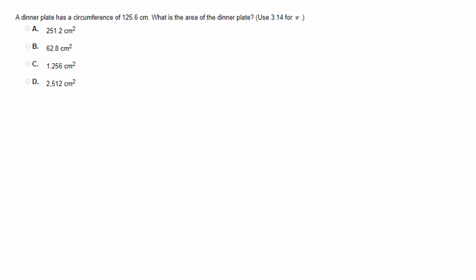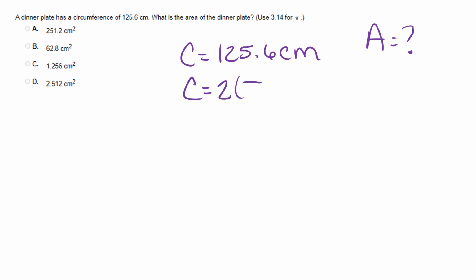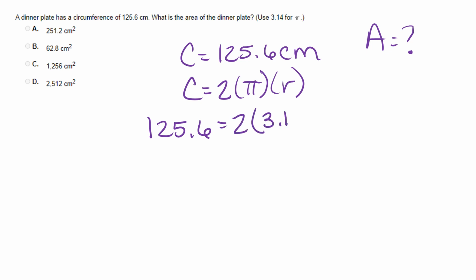A dinner plate has a circumference of 125.6 centimeters. What is the area? Okay, so the circumference of a circle, the formula is 2 times pi times the radius, right? We know that the circumference is 125.6. That equals 2 times pi. They told us to use 3.14. And we don't know what that radius is yet. That's what we're looking for.